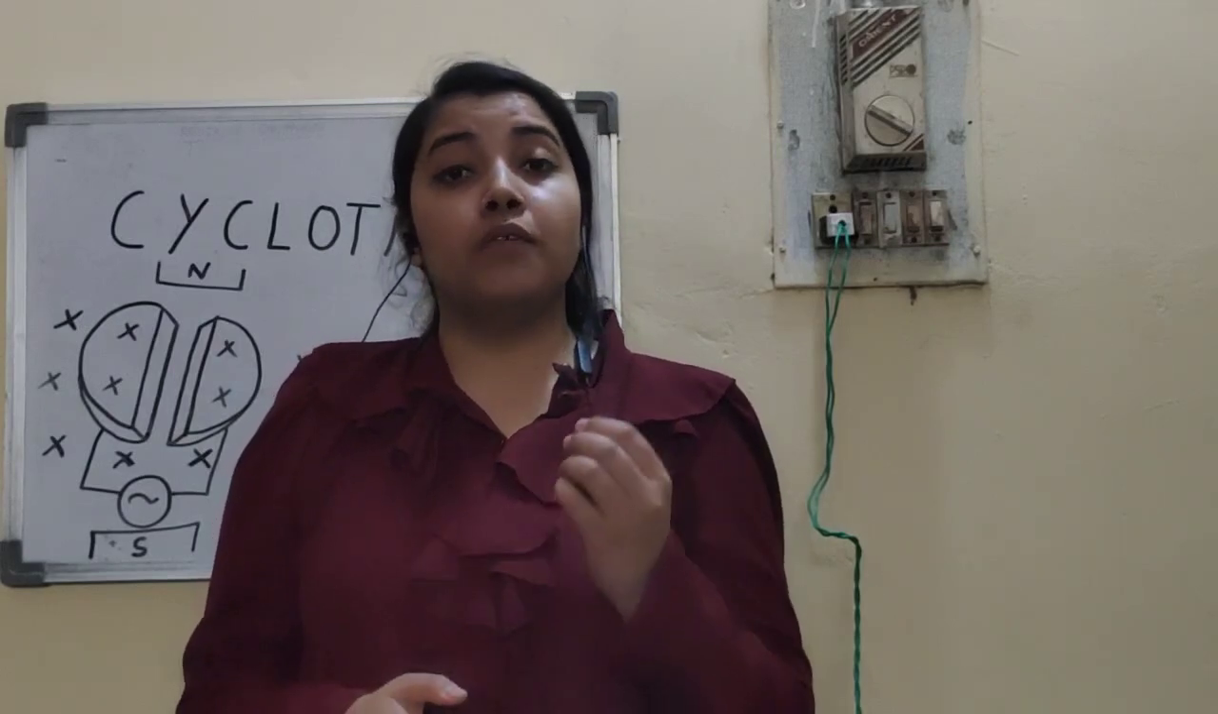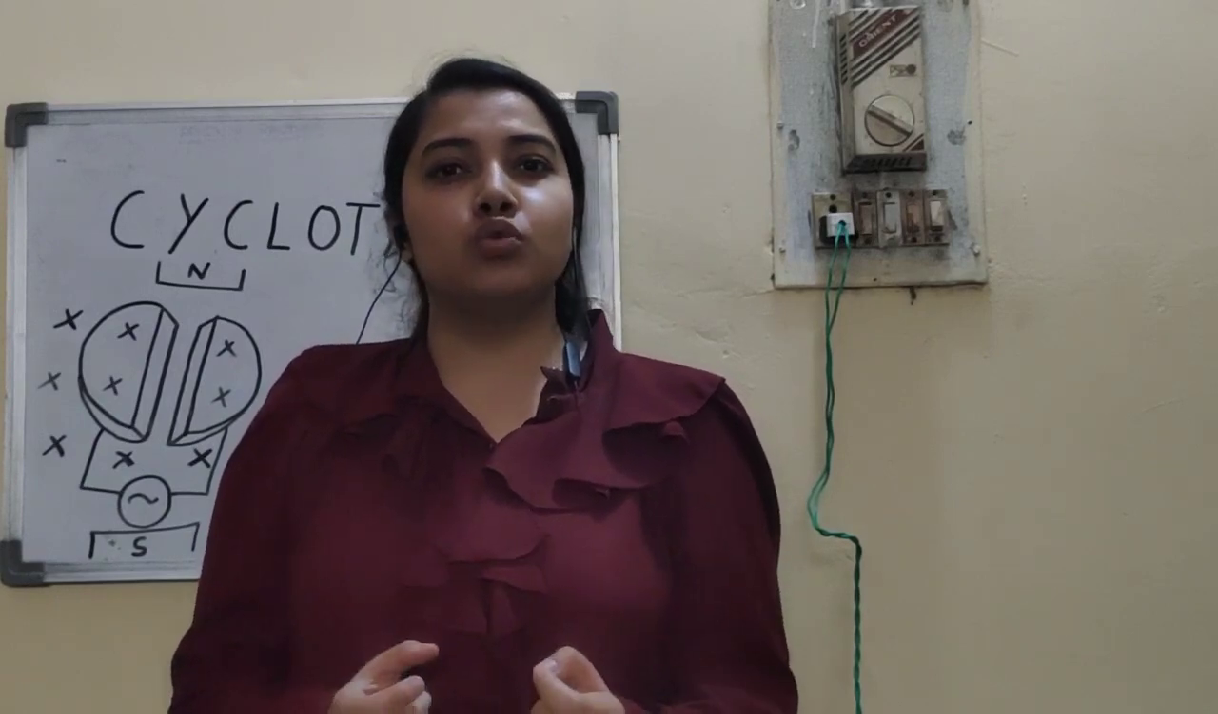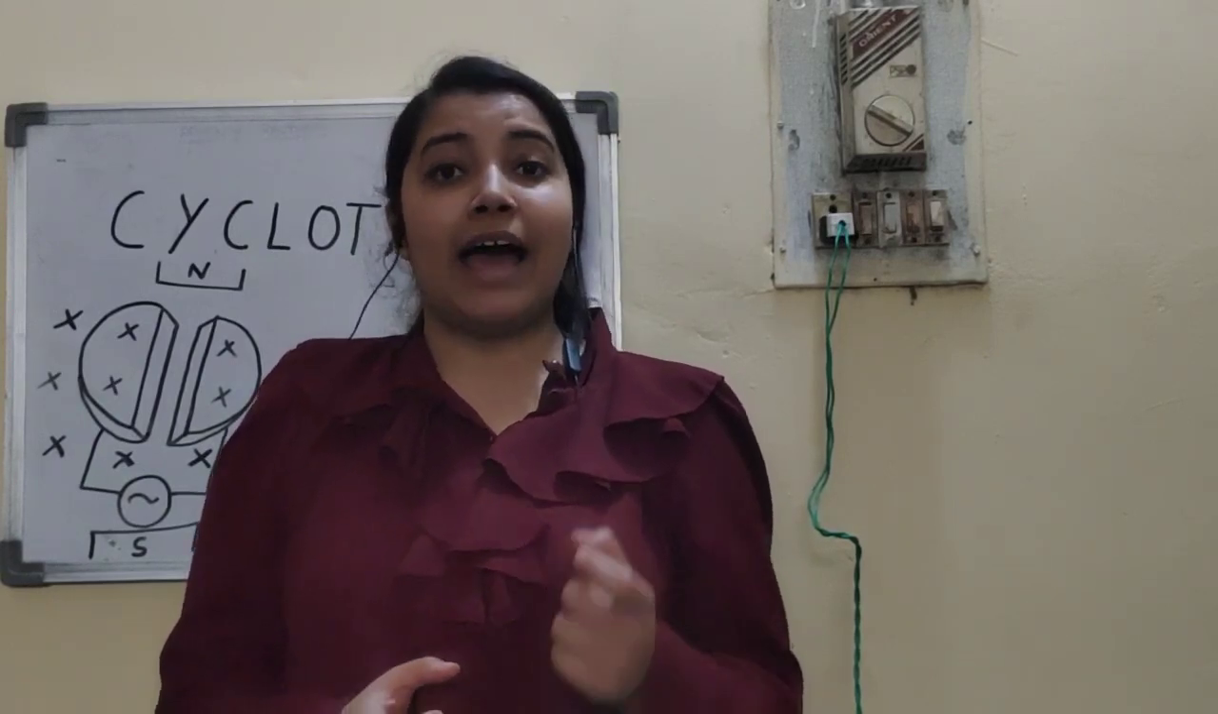So our today's topic is cyclotron. We have taken this topic from class 12th physics. Now what is cyclotron? Cyclotron is a device which is used to accelerate the charged particle to a very high speed, or we can say to a very high energy, as we know that kinetic energy is equal to half mv square. So basically it is a device which is used to accelerate the charged particle, and this accelerated charged particle is used for various purposes.